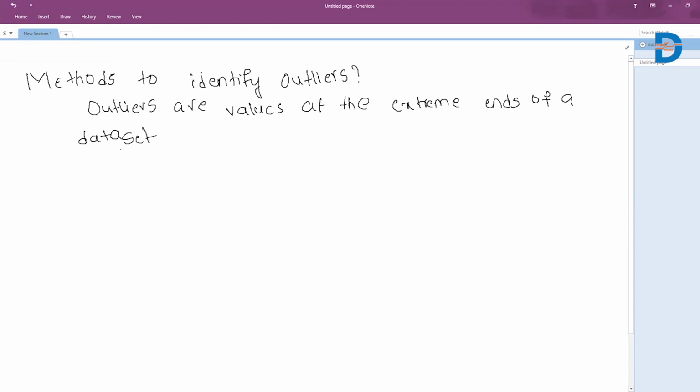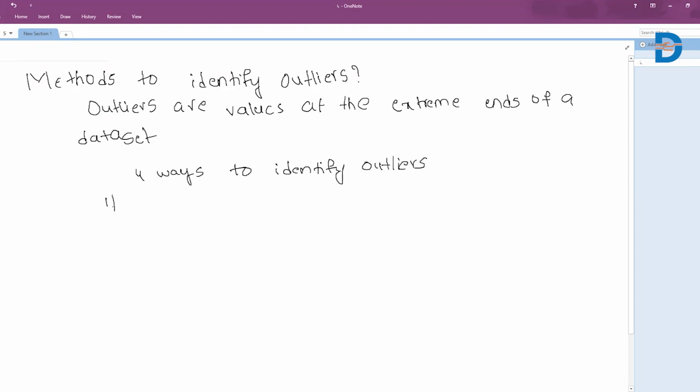So here we have 4 methods to find out these outliers. There are 4 ways to identify outliers.